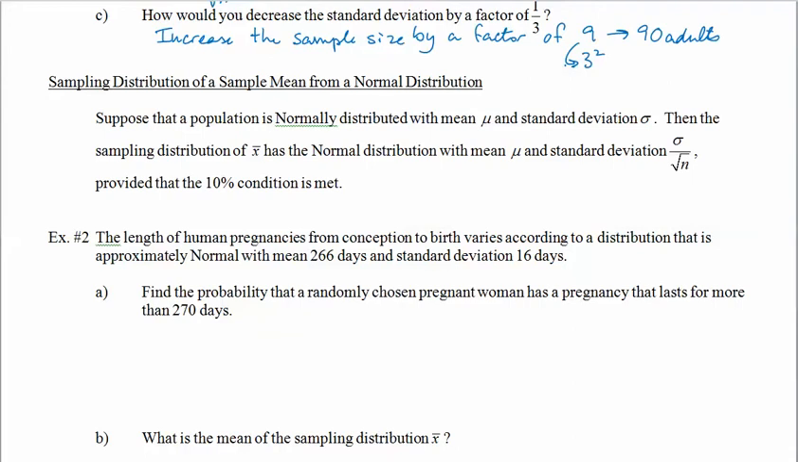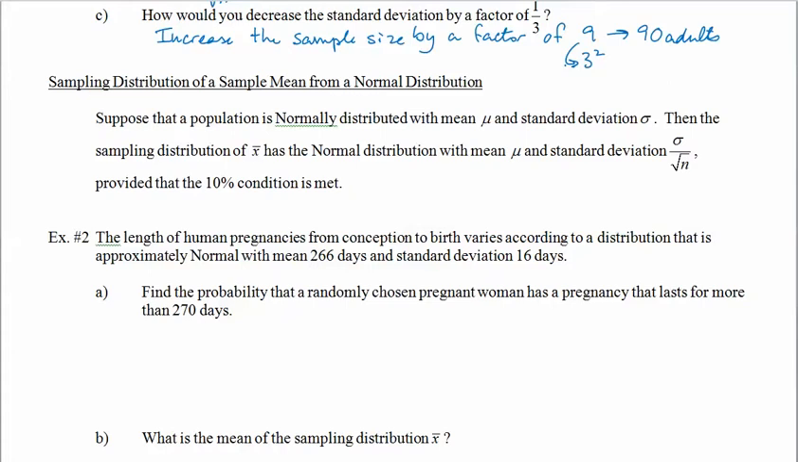Okay, let's look at another example. For sampling distributions of a sample mean from a normal distribution, suppose a population is normally distributed with the mean and standard deviation given. The sampling distribution has the normal distribution with the mean mu and the standard deviation of sigma over the square root of n, provided that the 10% condition is met. So, example 2: the length of human pregnancies from conception to birth varies according to a distribution that is approximately normal with mean 266 days and standard deviation 16 days. Find the probability that a randomly chosen woman has a pregnancy that lasts for more than 270 days.